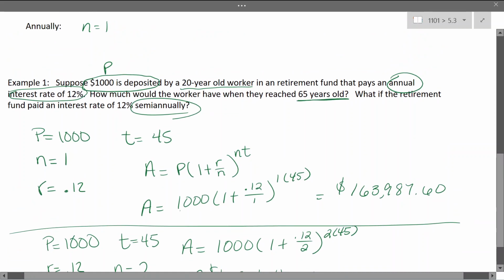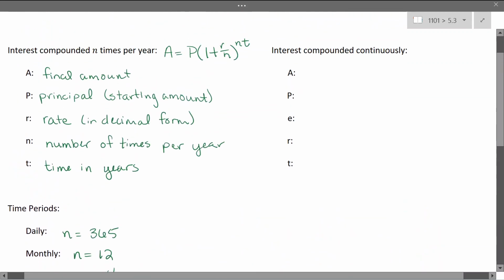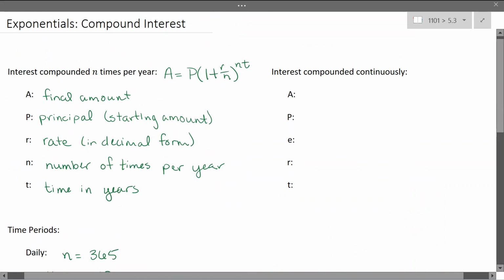So that's how compound interest works if it's n times per year. Let's look at if the interest is compounded continuously. Our formula for that is A equals P times e to the RT. So our A is the same, that's our final amount. Our P is our principal.